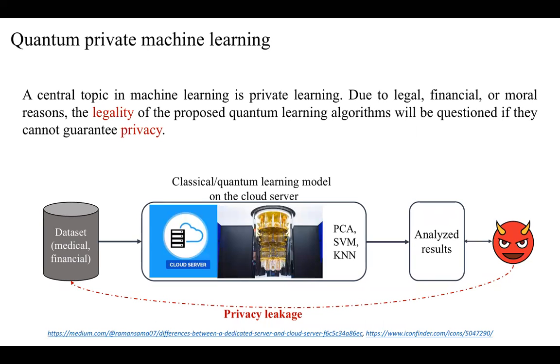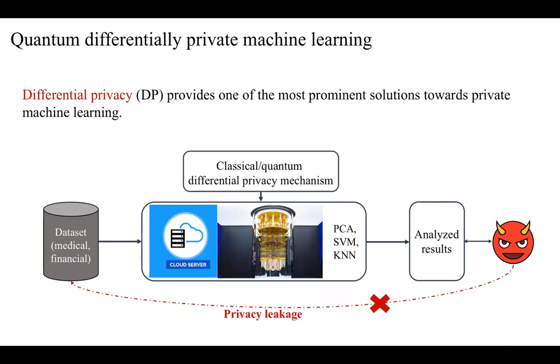However, a central topic in both classical and quantum machine learning is private learning. Due to legal, financial, or moral reasons, the legality of the proposed quantum learning algorithms will be questioned if they cannot guarantee privacy. Differential privacy provides one of the most prominent solutions towards private machine learning. During past decades, many classical private machine learning algorithms have been proposed. However, little is known about how to combine differential privacy with quantum algorithms.